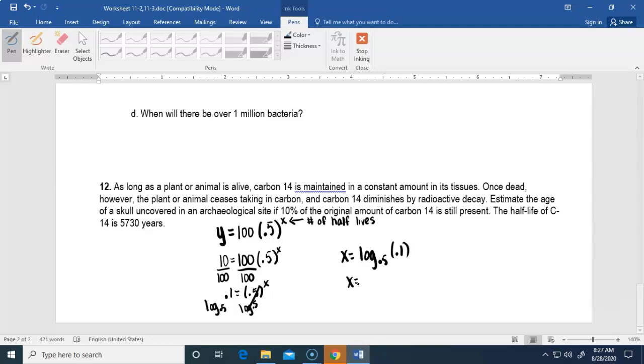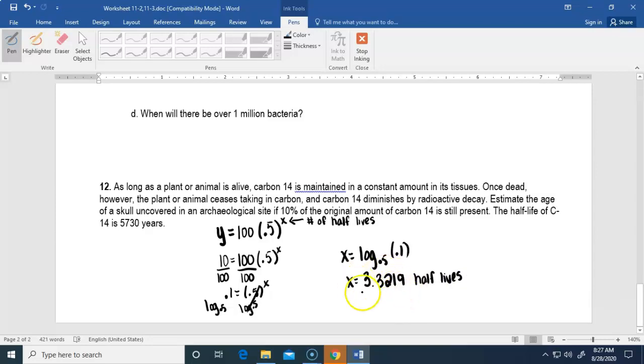So if you type that in, then you're going to get 3.3219 and so on, 28095. I'm just going to keep that in my calculator. But this is half-lives. So this is not the answer that you want to give because that's not the number of years. That doesn't really tell you the age.